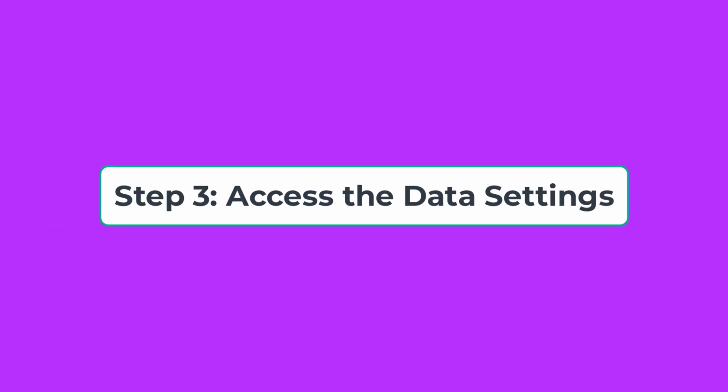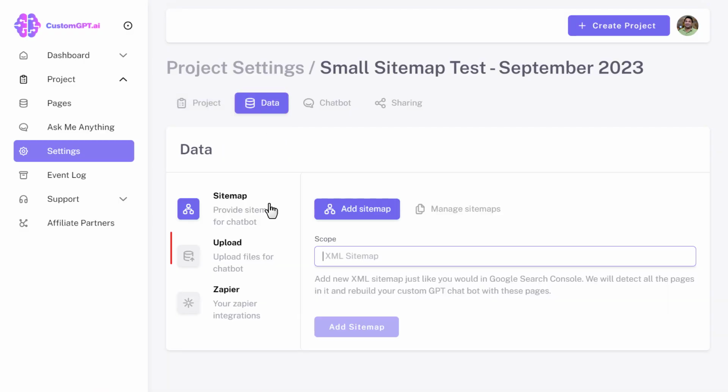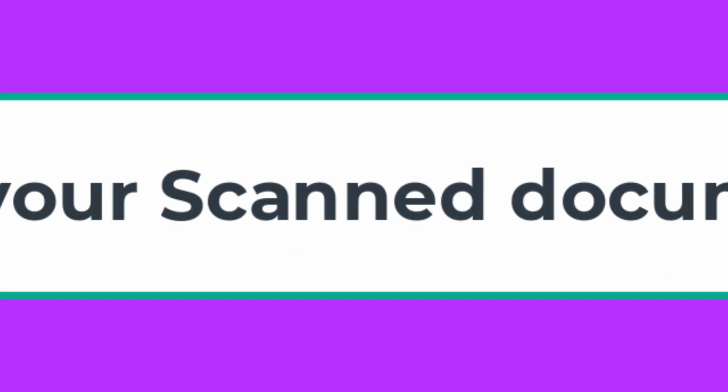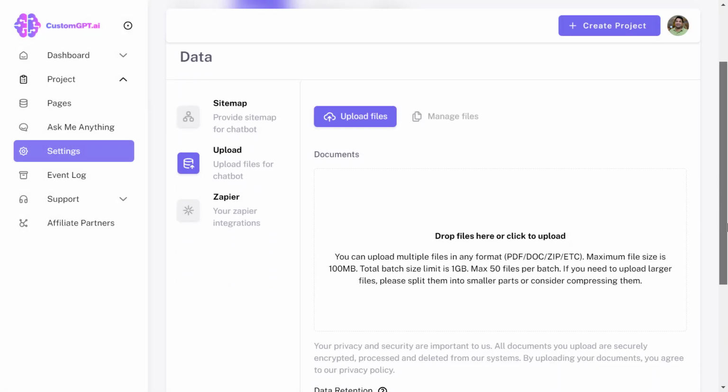Step 3. Access the Data Settings. Click on Data. Then click on Upload. Step 4. Upload your scanned documents or images. On the Document section, click in the middle of the box to upload your scanned documents or images.